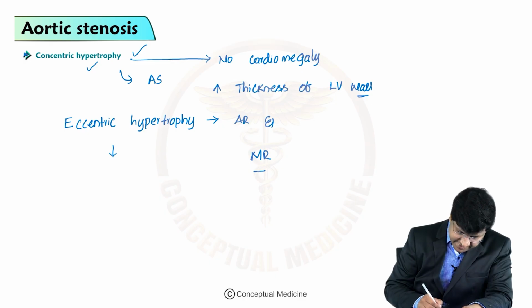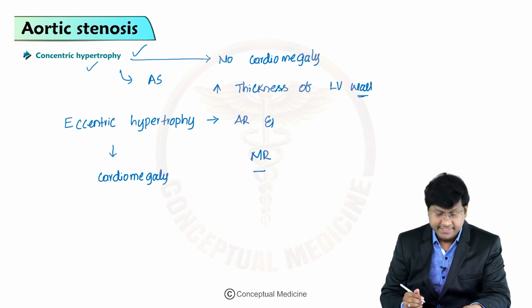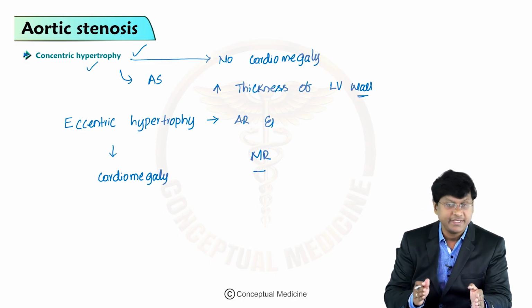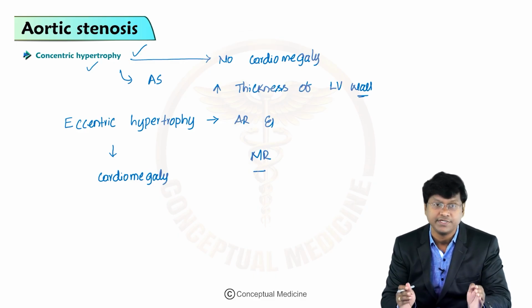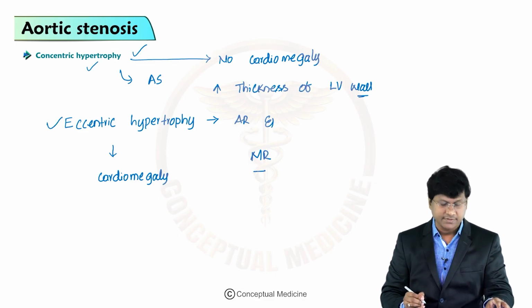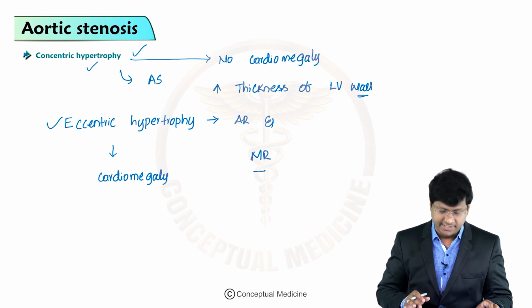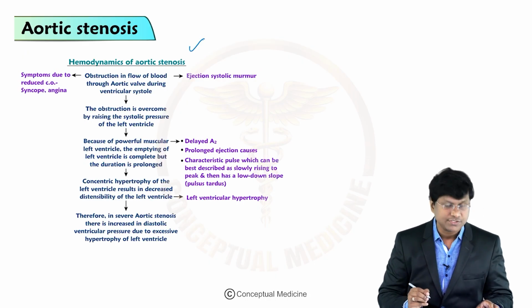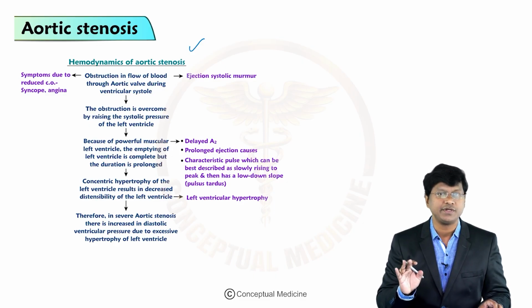Whereas in eccentric hypertrophy, there is cardiomegaly. There will be an increase in the size of the heart, or an increase in the cardiothoracic ratio on the chest X-ray. Now let me discuss the hemodynamics in detail. If you see the hemodynamics in patients with aortic stenosis, there will be obstruction in the flow of blood through the aortic valve during ventricular systole.